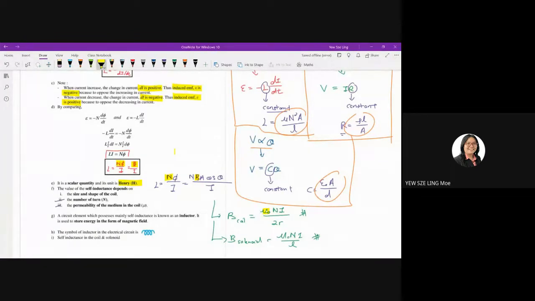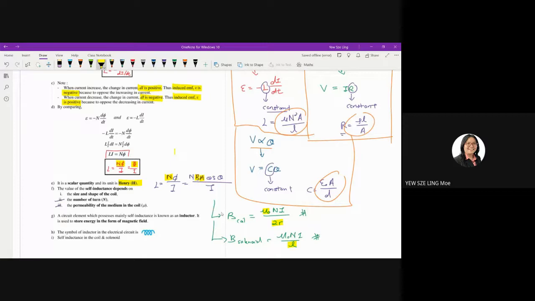But in reality, you can place a soft iron core or any other conductor inside your solenoid. And with a different medium, a different material, you will have a different mu naught. And the last one, of course, is the size, because you're looking at the area and also the radius or the length.